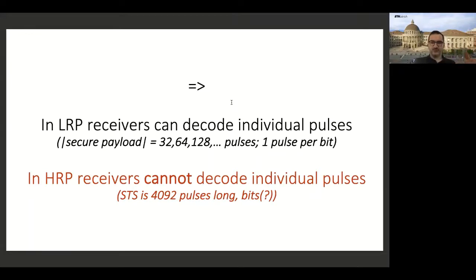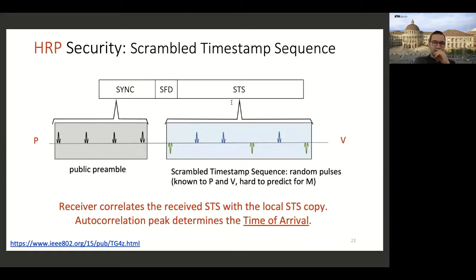You know, how do we build the security on top of this random sequence of many pulses, which we cannot decode individually, right? So we have to have some sort of an aggregation function that tells us, hey, this is a correct sequence. So what HRP does essentially is it does something similar to what GPS does, right? I mean, it correlates at the receiver the received scrambled timestamp sequence with the locally generated copy of this sequence to determine the time of arrival.